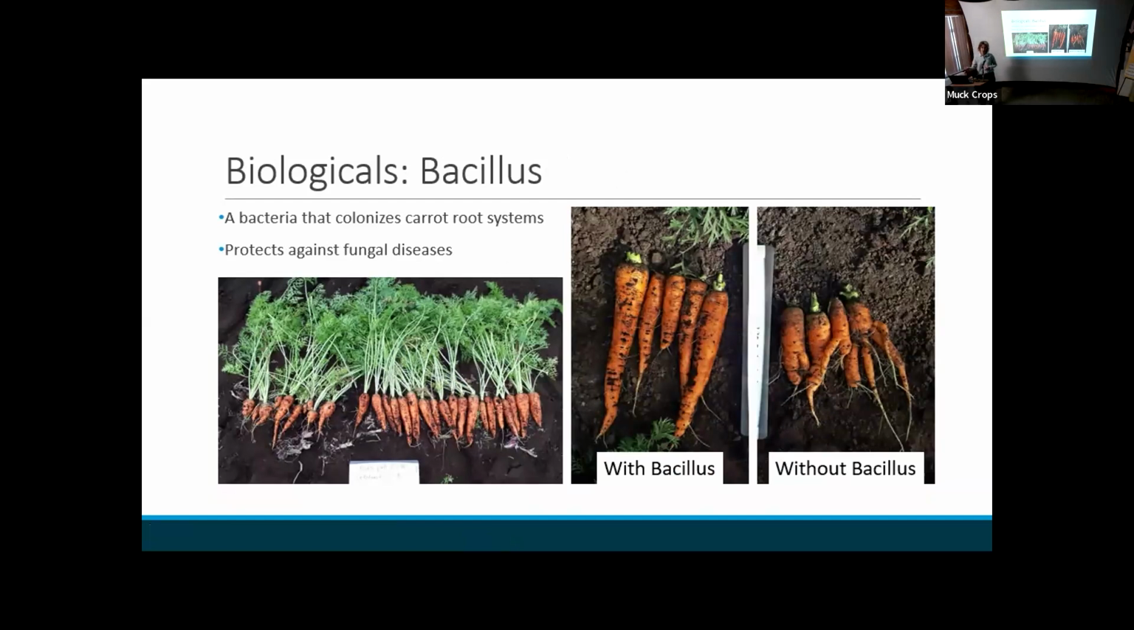So Bacillus is a bacteria that basically feeds off of those exudates and then releases its own. So it's creating an area of protection around the plant or the root, going from being a carrot zone to being a Bacillus zone. And that's how you get some of this protection from fungal diseases.